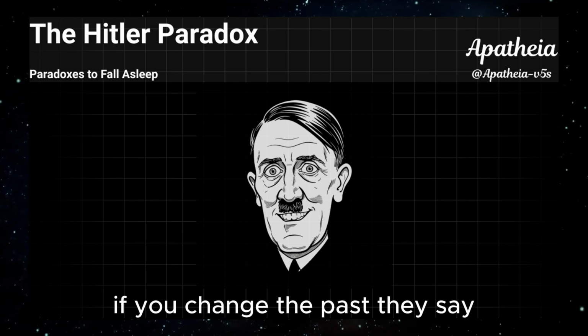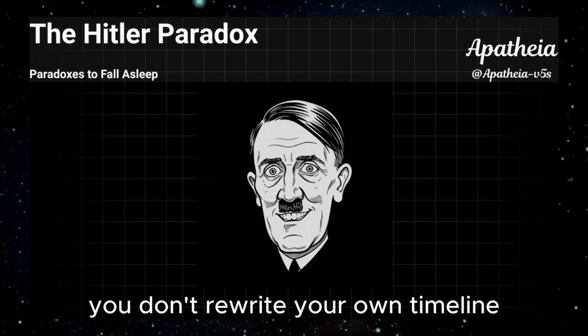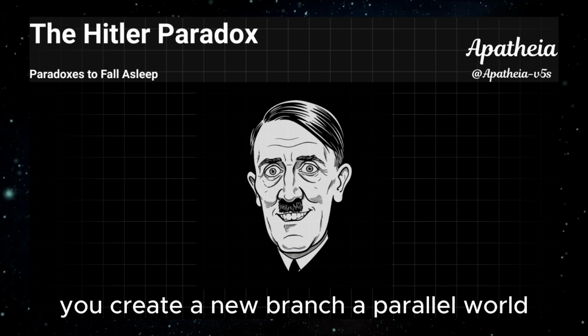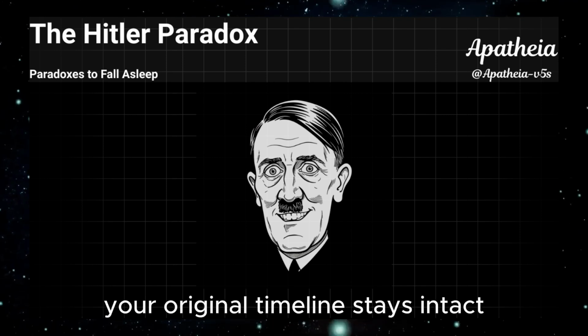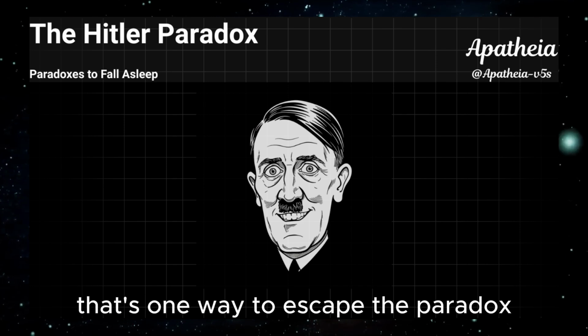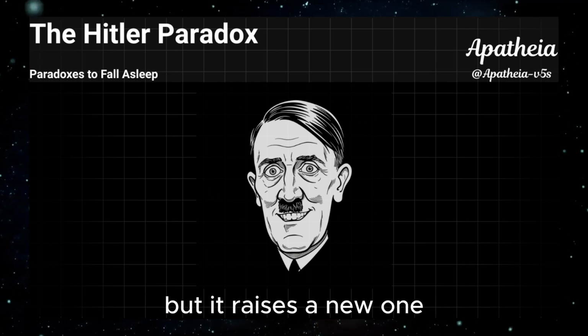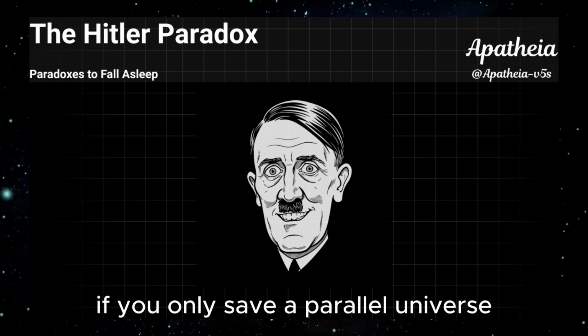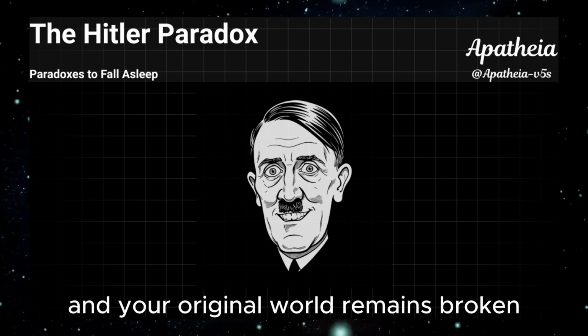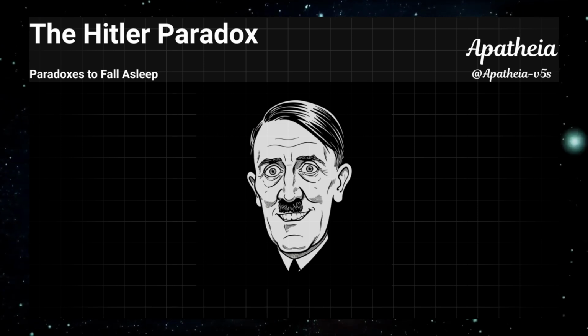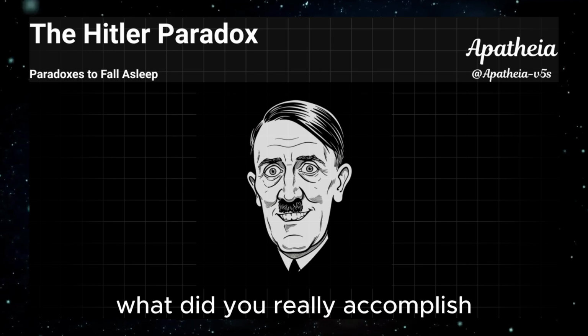If you change the past, they say, you don't rewrite your own timeline. You create a new branch, a parallel world. Your original timeline stays intact. That's one way to escape the paradox. But it raises a new one. If you only save a parallel universe and your original world remains broken, what did you really accomplish?